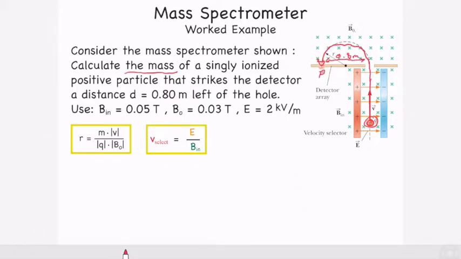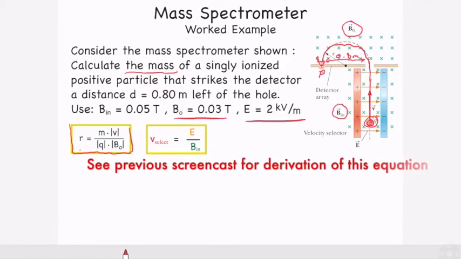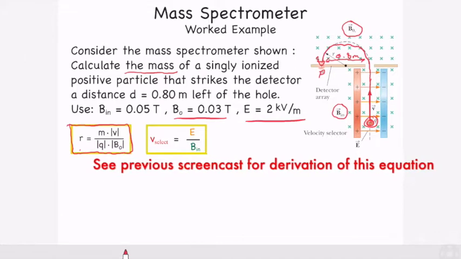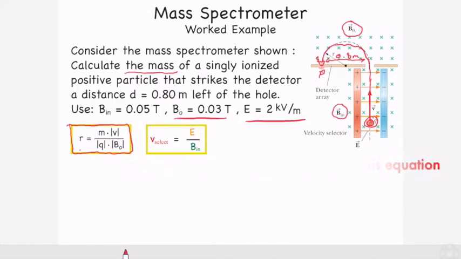We're given the values of the magnetic field in the input velocity selector region, as well as the magnetic field here for the region that produces the curved path. And we also know the electric field. From before, we have the equation for the radius of curvature of a particle traveling through a magnetic field with a given velocity, if we know its mass and we know its charge.